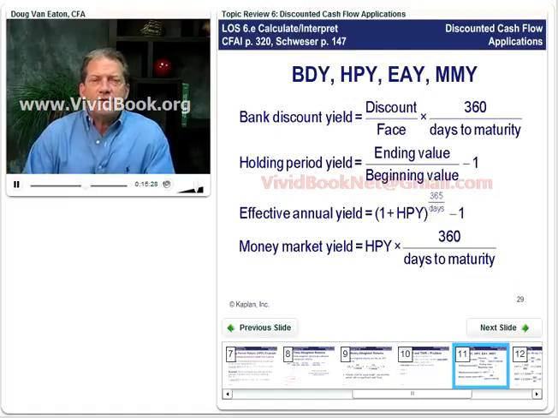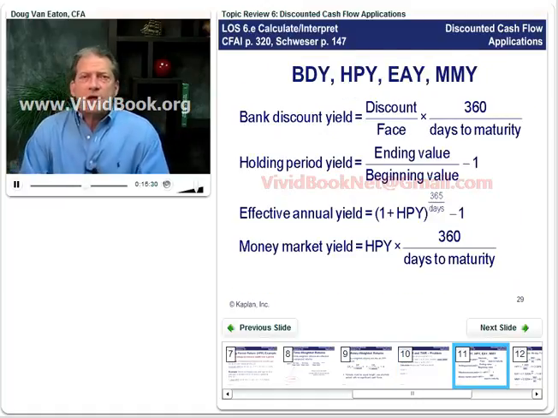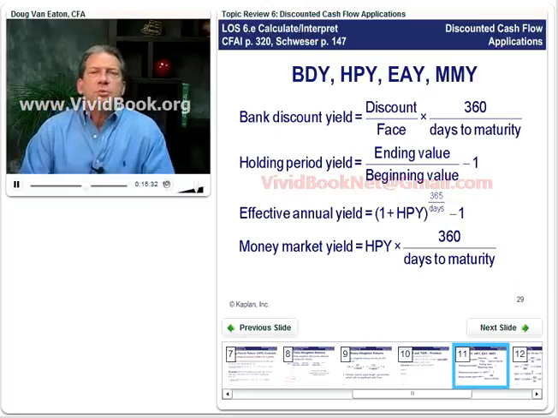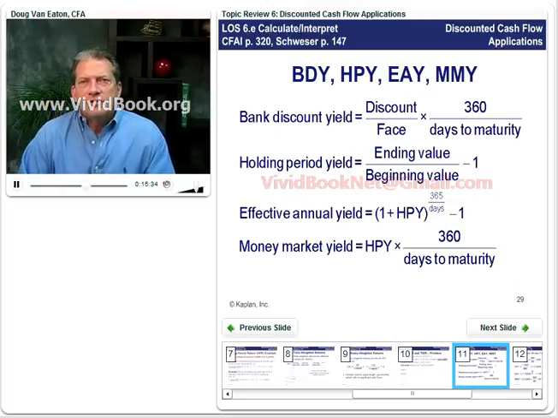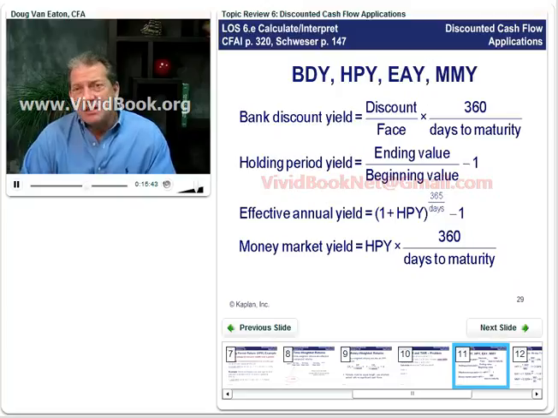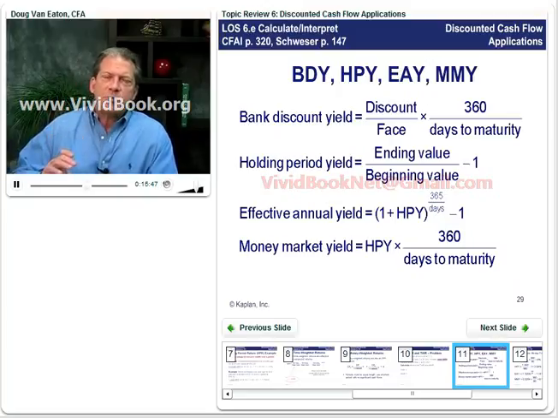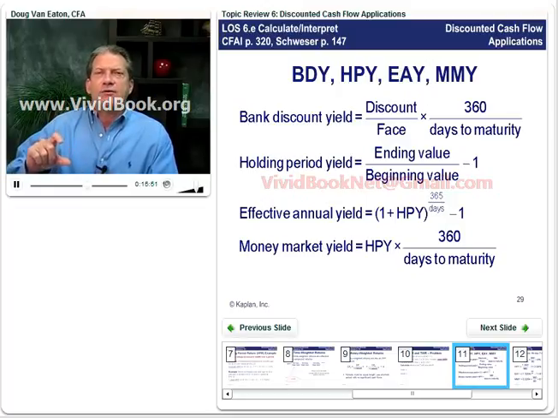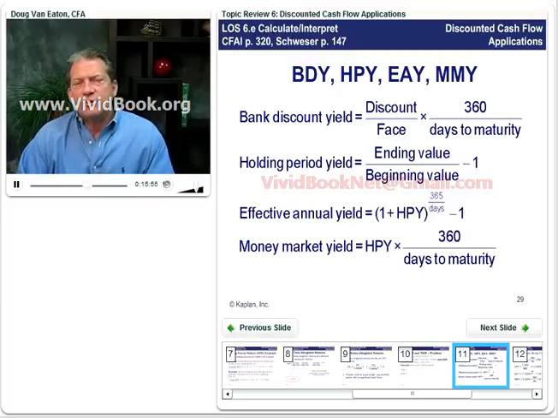Okay, let's define 4 more things here. Well, I guess 3 more because we've had the holding period yield already. So what's the bank discount yield? Well, especially for money market securities that trade at a discount from face value, they don't pay explicit interest, like a treasury bill. You buy it at one price, it matures at $1,000, and that difference is your implicit interest and your return. But it's also the discount percentage from face value.